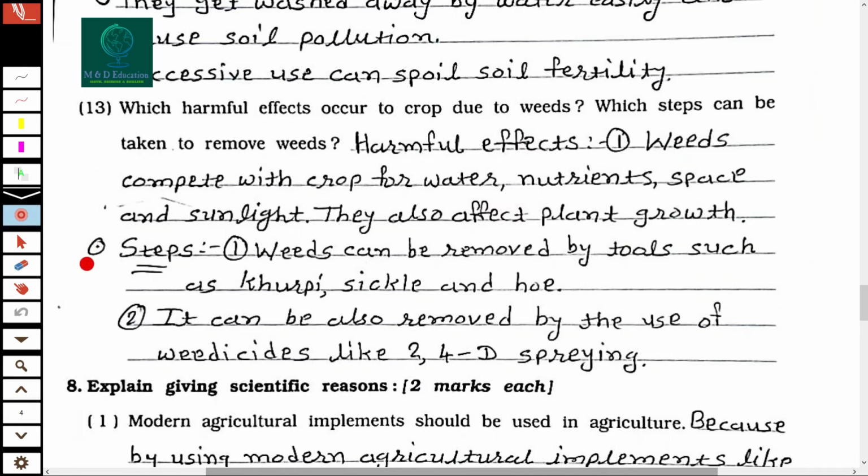So which kind of steps do we have to take? The weeds can be removed by tools such as khurpi, sickle and hoe. Now the second one is, they can also be removed by the use of weedicides like 2,4-D spraying.